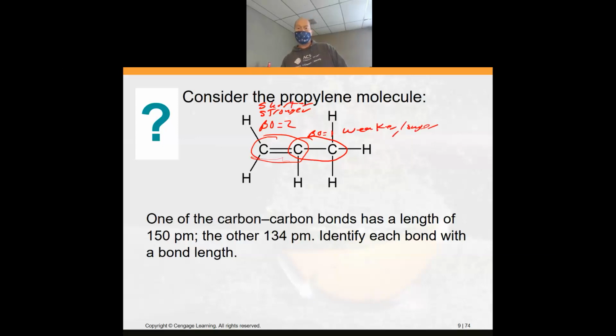All right, so why is it weaker? Well, it's easier to break one thing than it is to break two things. And so when they give you the length and they say one is 150 picometers and one is 134 picometers, well, this one is the shorter one. This is the 134 picometers. This one is longer. This is the 150 picometers. As long as you know that the bond order that's smaller is going to have a longer bond distance, whatever distance they give you, the longer one, that's the one that you match it up with.